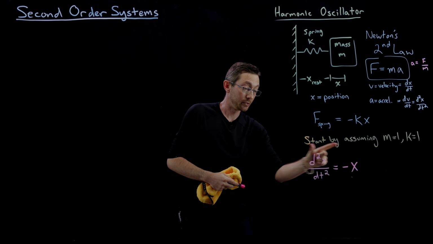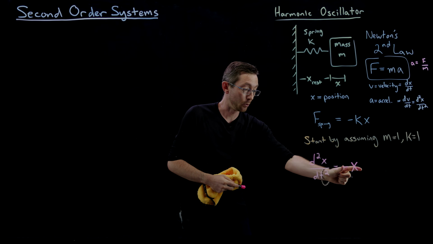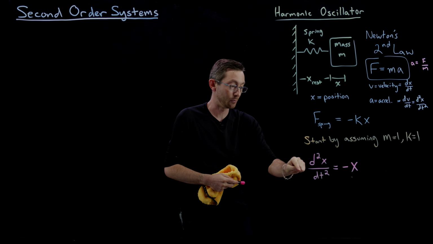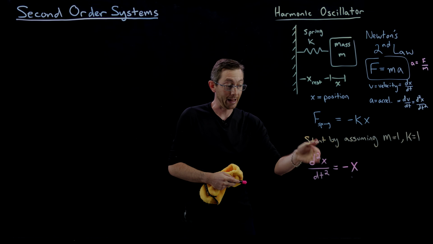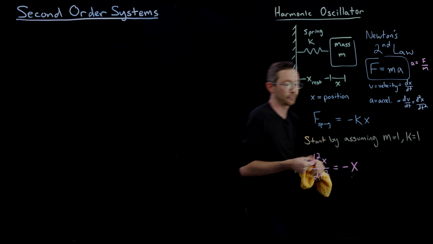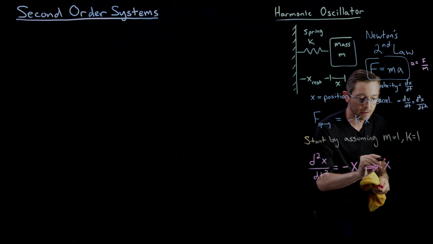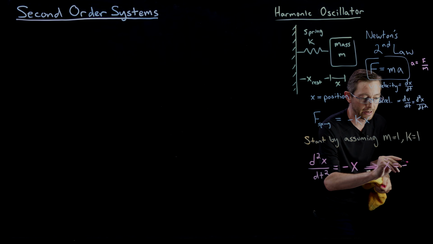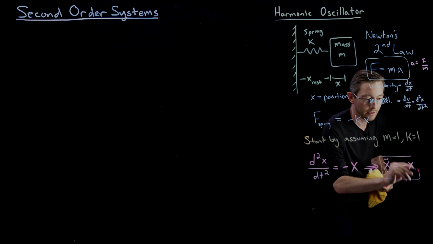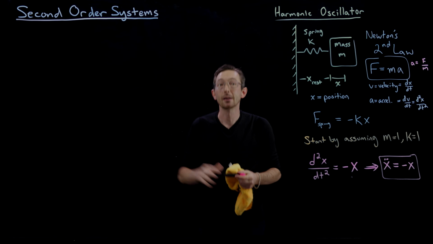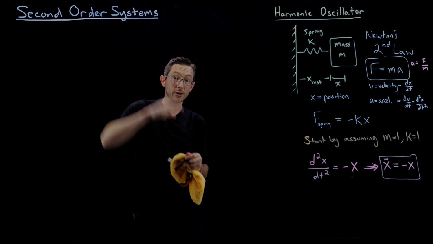F equals m times a. Okay, force equals mass times acceleration. Mass is 1, my spring constant's 1, so I get x double dot equals minus x. And if I want to write this in simpler notation, I'll just say x double dot equals minus x. This is my simplest second order linear differential equation.